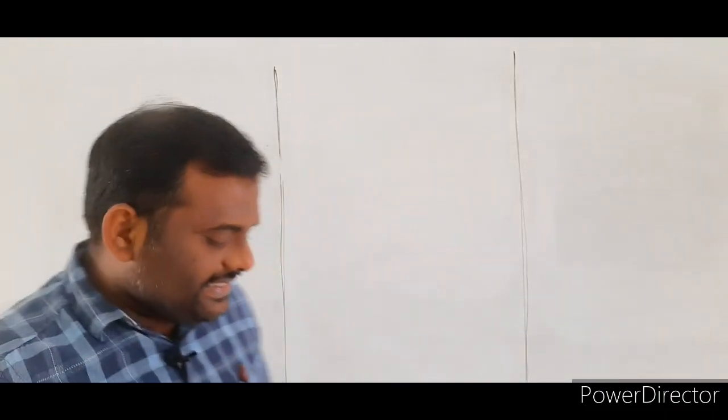Coming to the problem number 22. Important one. If F suffix G and F suffix E are gravitational and electrostatic forces between the two electrons which are placed at a distance of 0.1 meter, then they are asking the ratio of gravitational force to the electrostatic force in the order of. Very, very important. See here.